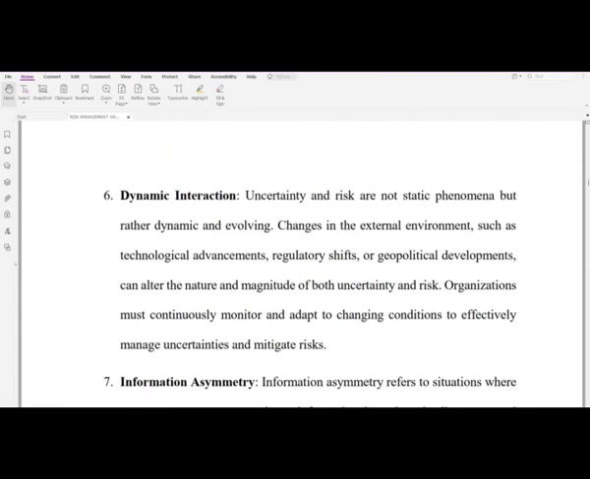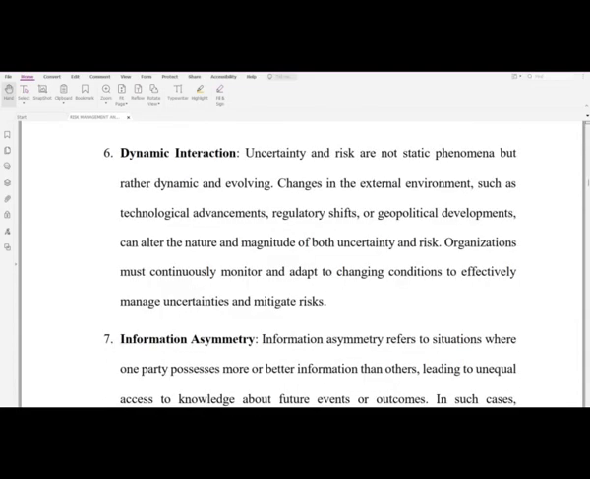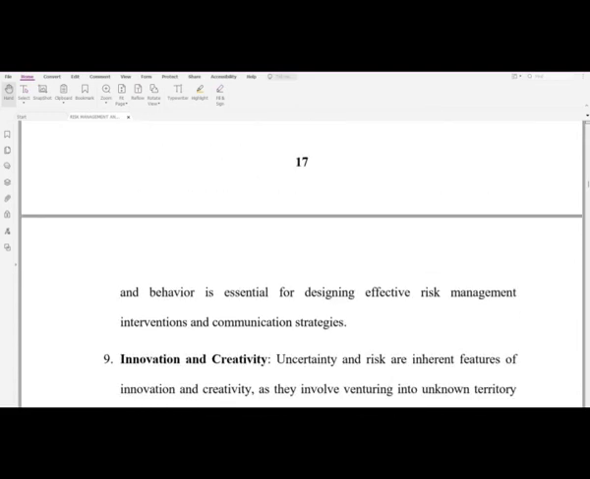Dynamic interaction. Uncertainty and risk are not static phenomena, but rather dynamic and evolving ones. Changes in the external environment, such as technological advancement, regulatory shifts, or geopolitical development, can alter the nature and magnitude of both uncertainty and risk. Organizations must continuously monitor and adapt to changing conditions to effectively manage uncertainty and mitigate risk.